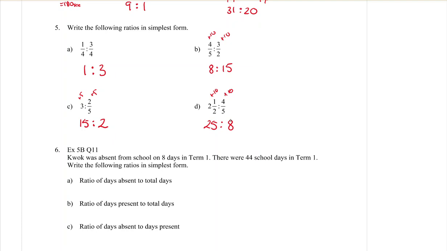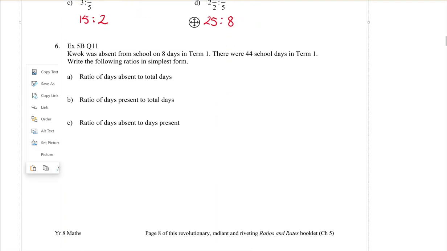Okay, question 6. I don't know how to say that name. Do you reckon it's a silent K? Quok? Quok was absent from school on 8 days in term 1. There were 44 school days in term 1. Write the following ratios in simplest form. The ratio of days absent to total days.